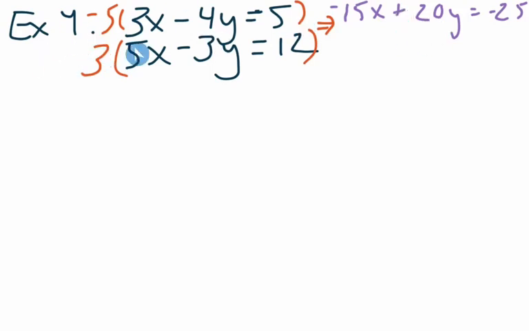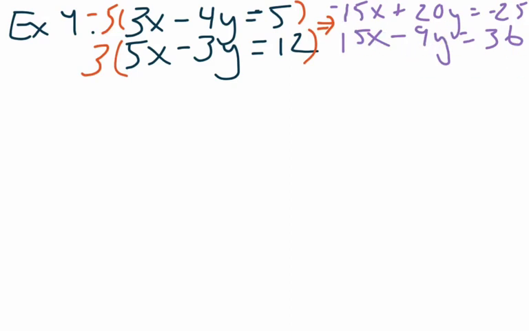And now let's do the bottom one. So 3 times 5x is 15x. And that's what we wanted. This is what we were aiming for. We wanted plus and minus of the same thing. 3 times negative 3y is negative 9y. And then 3 times 12 is 36. And now I am okay to add.